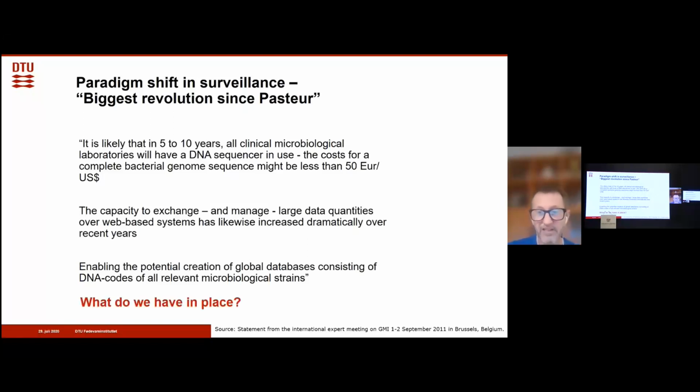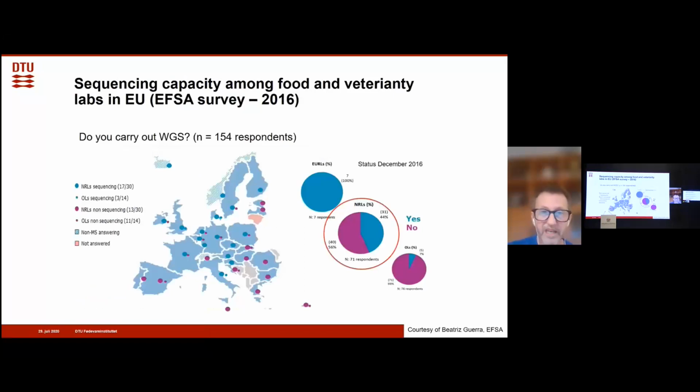So what do we actually have in place right now in 2021, about 10 years later? Did we actually manage to have all that was envisioned in place? Because if that is so, it would be one of the biggest revolutions since Pasteur.